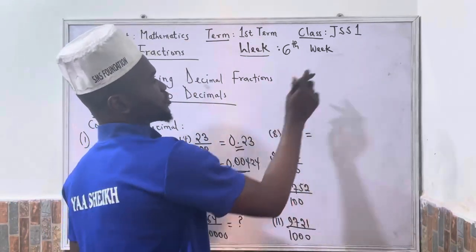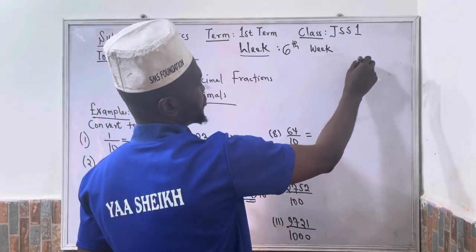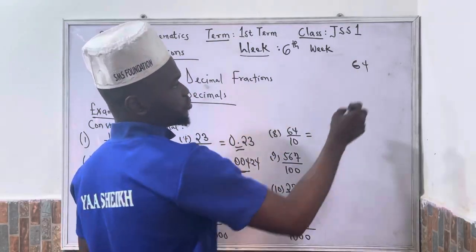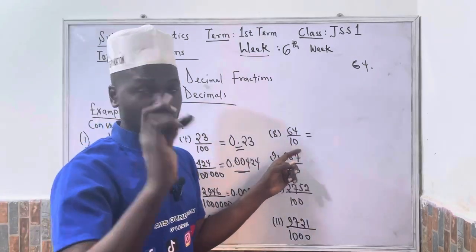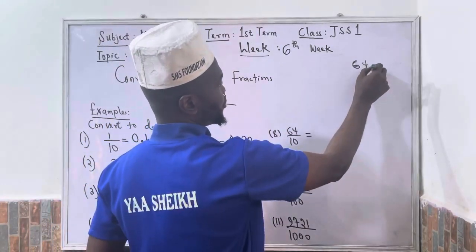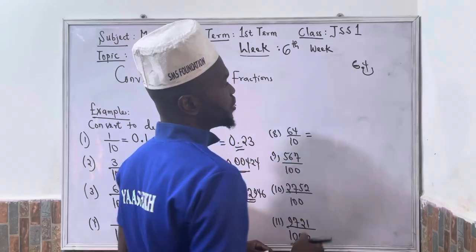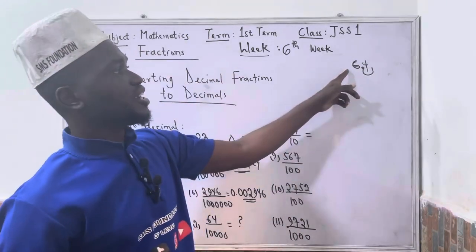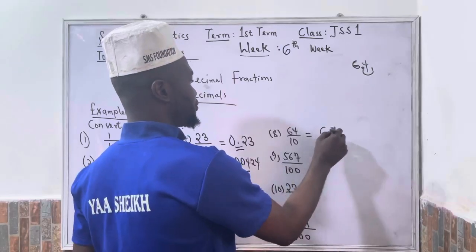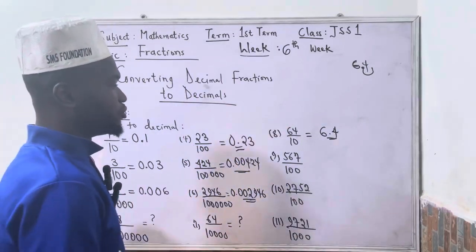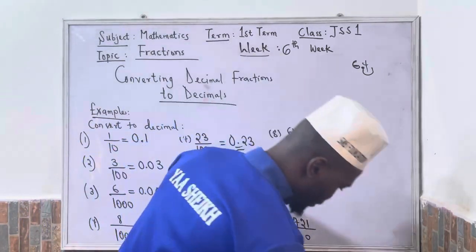So let's see. First of all, write your 64. Then you put point at the back of the last digit. How many zeros at the bottom? Just 1. So you just take one step. So this is where your point will be. So it's now as if I have 6.4. So my answer will be 6.4. Okay? Very good. So let's go to the next question.